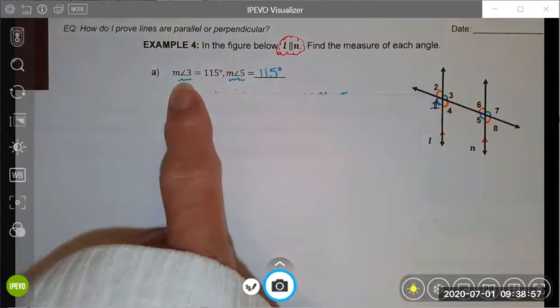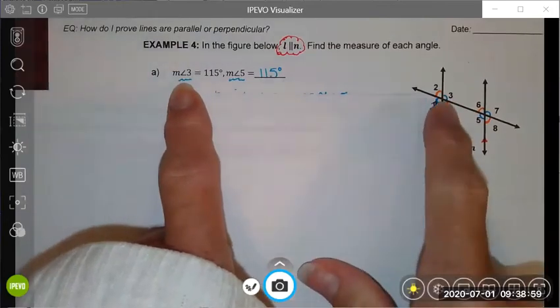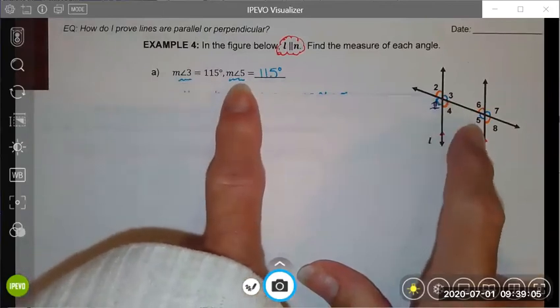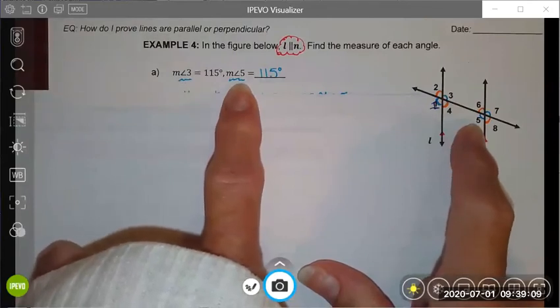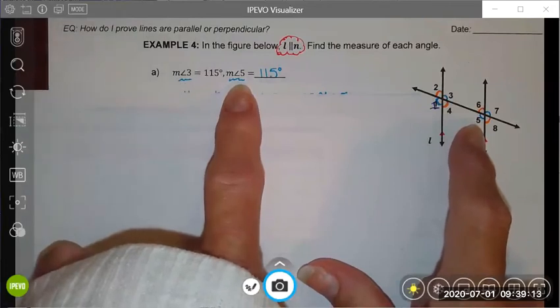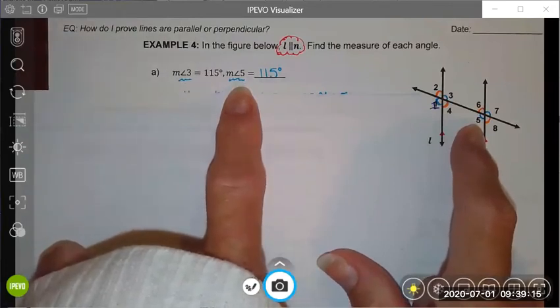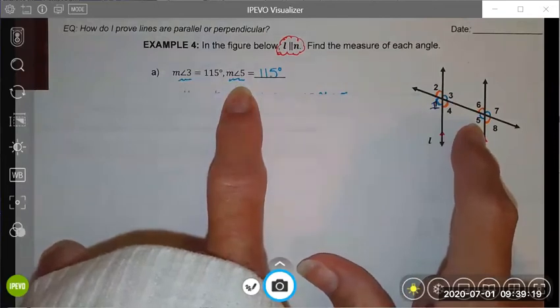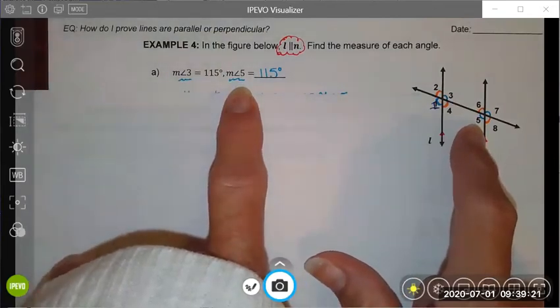I'm asked to look at angle 3, which is here, and I'm told that it's 115 degrees. I'm asked to use that information to find the measure of angle 5. So the first thing I notice is that they're both blue angles as my picture's drawn. So therefore I can hint, or I can try to prove or verify that they are congruent angles because they're the same color.